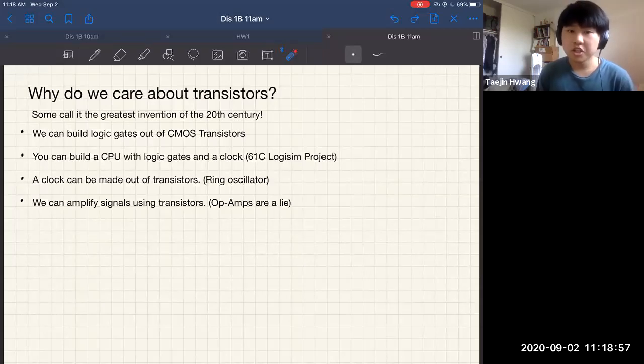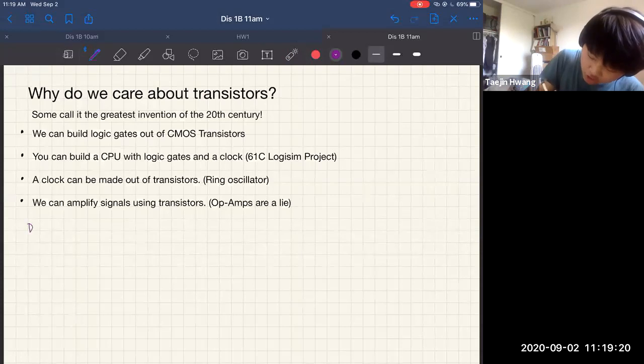And using these logic gates, you can actually build an entire CPU out of them. If you've taken 61C, you might remember the Logisim project where you took all those logic gates and built an entire CPU. So it's why transistors are important. You can build computers using them. Another cool thing you can do with transistors is build a digital clock out of them. What I mean by a digital clock is something that switches from high to low.